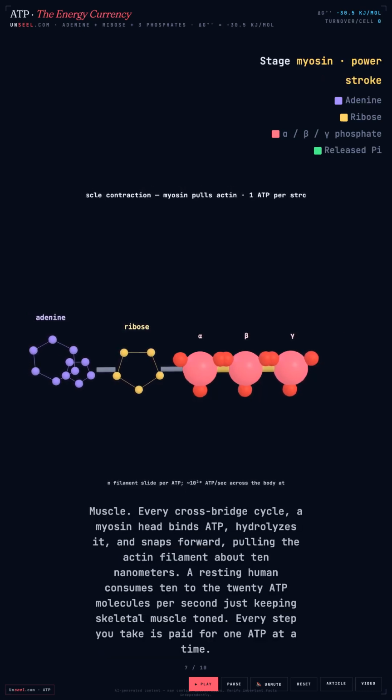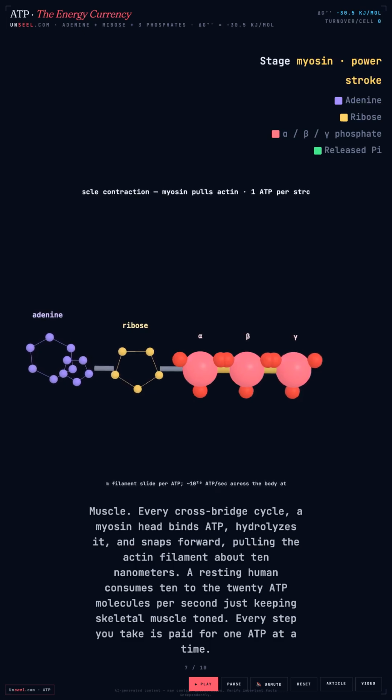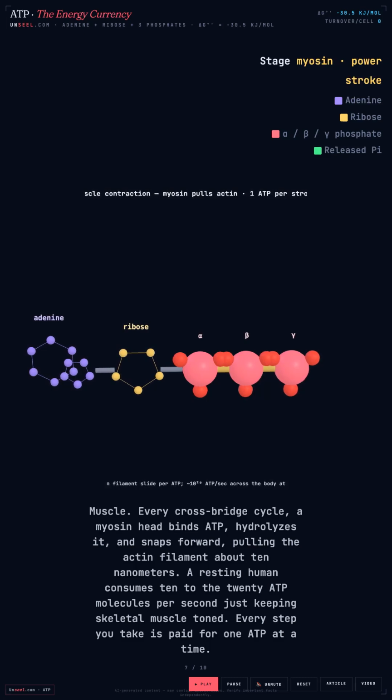Muscle. Every crossbridge cycle, a myosin head binds ATP, hydrolyzes it, and snaps forward, pulling the actin filament about 10 nanometers. A resting human consumes 10 to the 20 ATP molecules per second, just keeping skeletal muscle toned. Every step you take is paid for 1 ATP at a time.